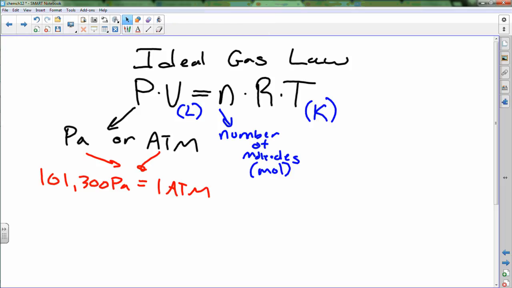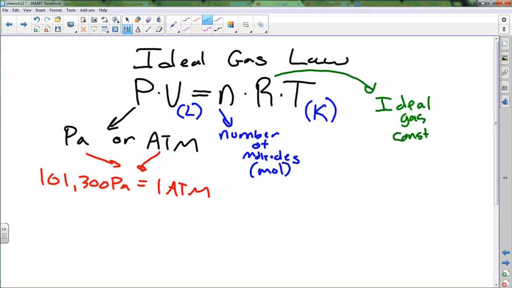R is the ideal gas constant. If you look at 7.35. The ideal gas constant, the number that you use is going to depend on whether you're using atmospheres or whether you're using pascals. Okay? So if you're going to use atmospheres for your pressure, then the ideal gas constant that you want to use, and I always have to look up the atmosphere one because I don't use that as often, is 0.0821.